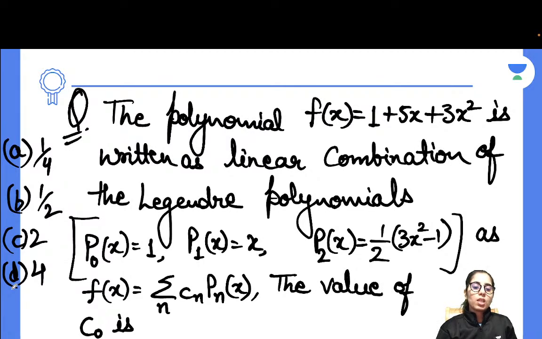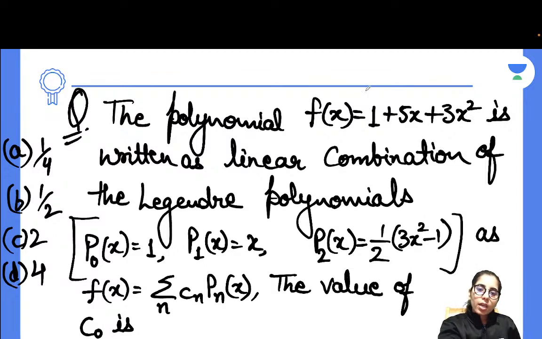Firstly, it's very important to understand what the question is trying to say and what information has been provided. After getting that clearly, we are ready to go ahead and consider what steps can be taken to solve it. So the question is: the polynomial f(x) equal to 1 plus 5x plus 3x square is written as a linear combination of the Legendre polynomials P naught x, P1 x, P2 x, as f(x) equal to the summation over n of c_n P_n(x). The value of c naught is what? That's what we have to find.